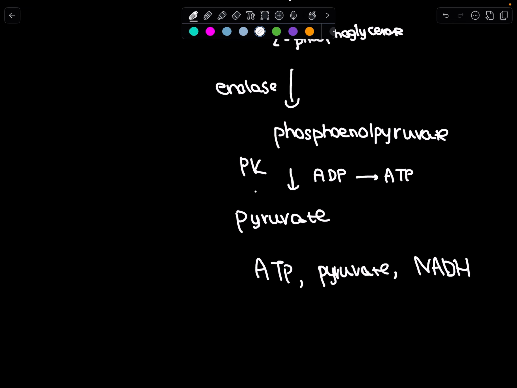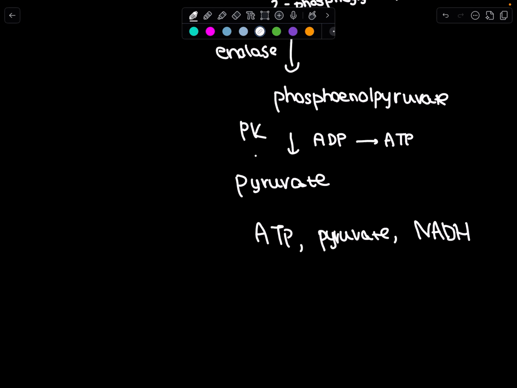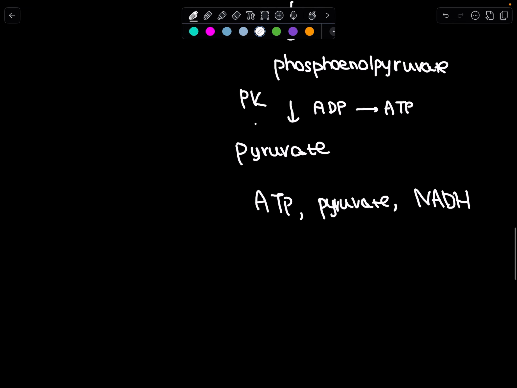So NADH enters the mitochondria via shuttles, and we have the G3P shuttle and the malate aspartate shuttle. NADH from glycolysis can't directly cross the mitochondrial membrane, so it uses shuttles to transfer its electrons inside for the electron transport chain. The 2 main shuttles are the glycerol 3-phosphate (G3P) shuttle and the malate aspartate shuttle.